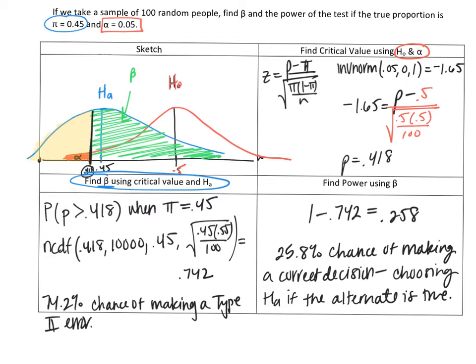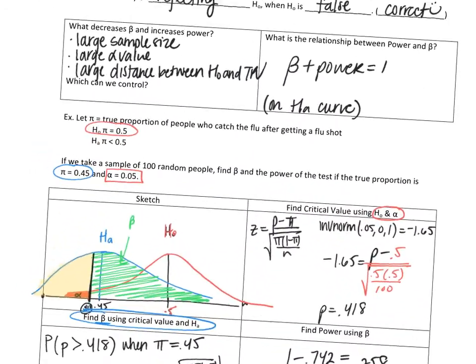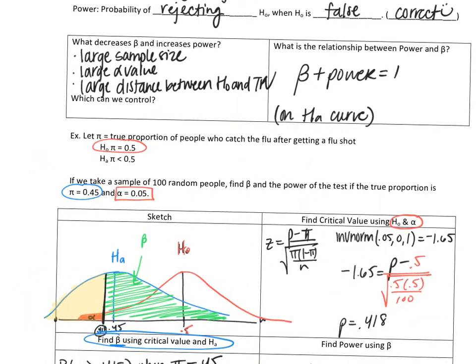So this is a very weak test because if the alternate is true, we're only going to choose it 25% of the time, and we are going to make a mistake probably more. So technically, in a real life sense, if you wanted to increase the power, what would you have to do? Well, you would have to do one of these things, which would probably be increase the sample size.